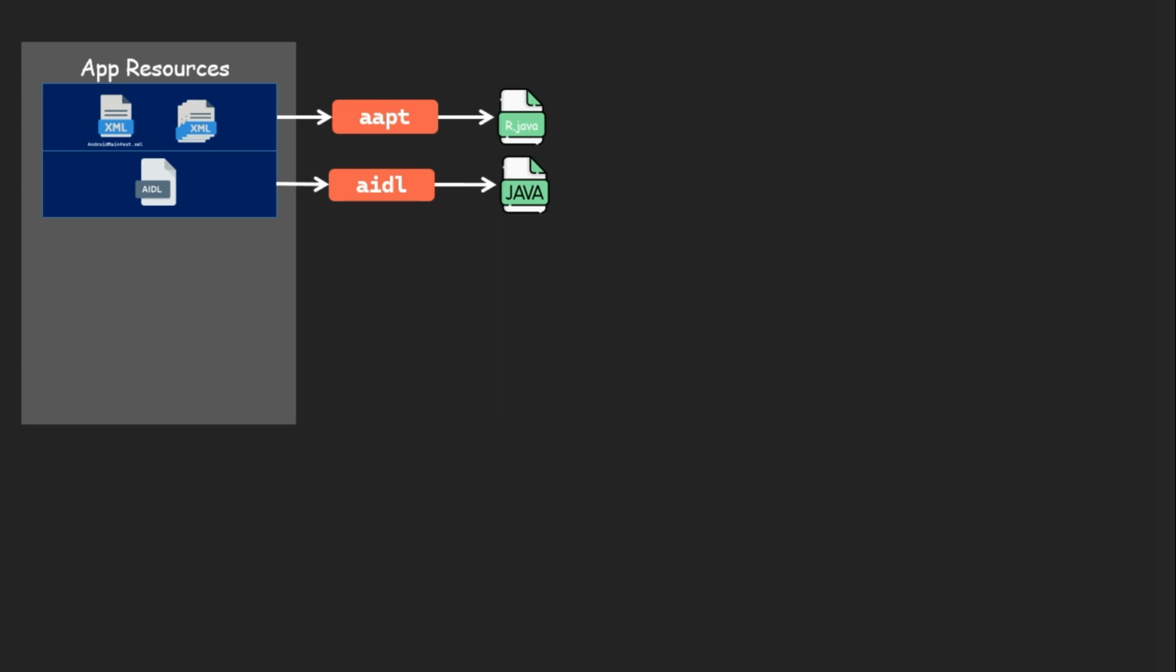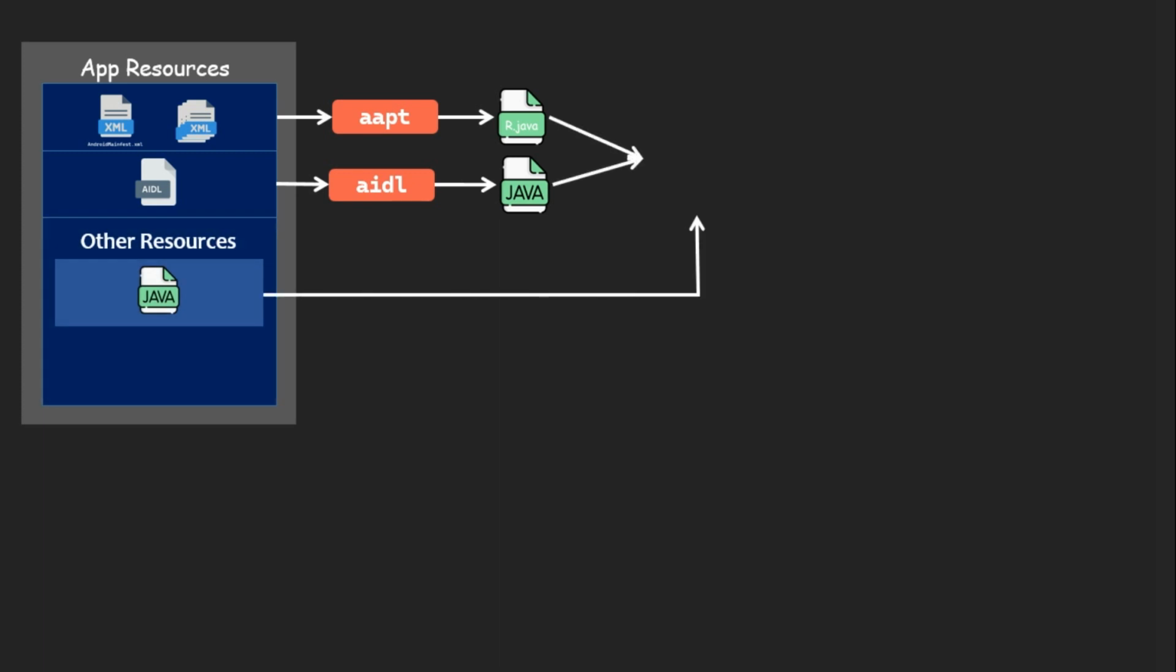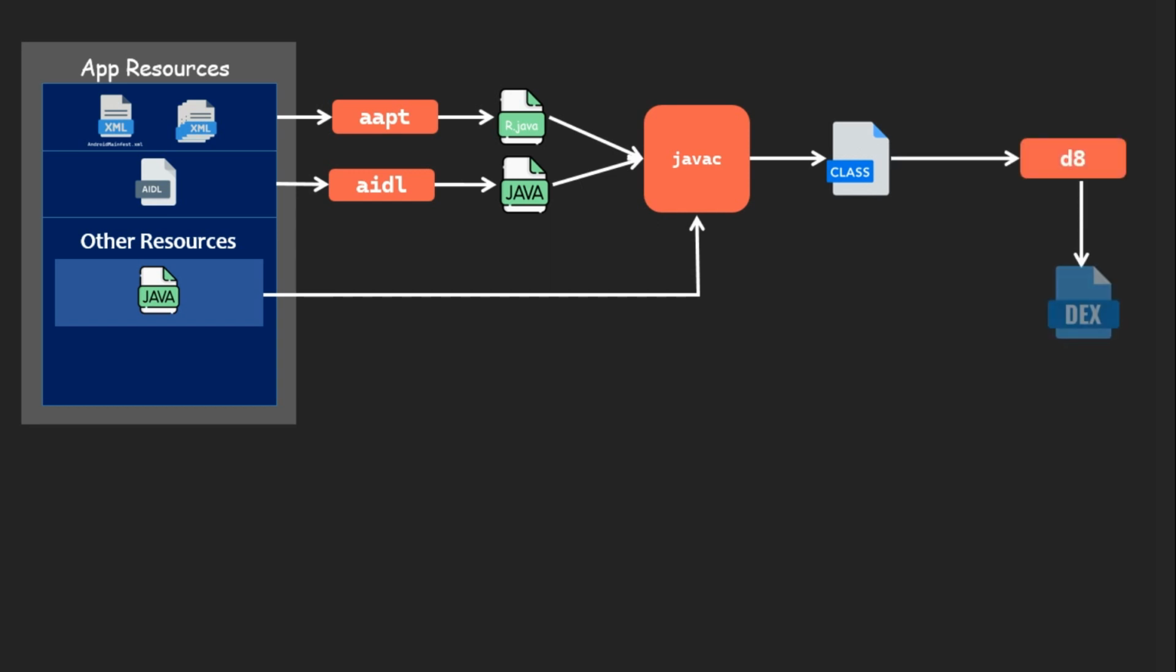AIDL files commonly find their purpose when we grant permission to clients from diverse applications to tap into our service for inter-process communication, IPC, and when the need arises to navigate the intricacies of multi-threading within the service. With our Java files fully prepared for compilation, we move forward. The Java compiler, commonly referred to as javac, undertakes the task of processing these Java files and generating corresponding class files. As we make progress, the subsequent step entails the transformation of these .class files into .dex files.